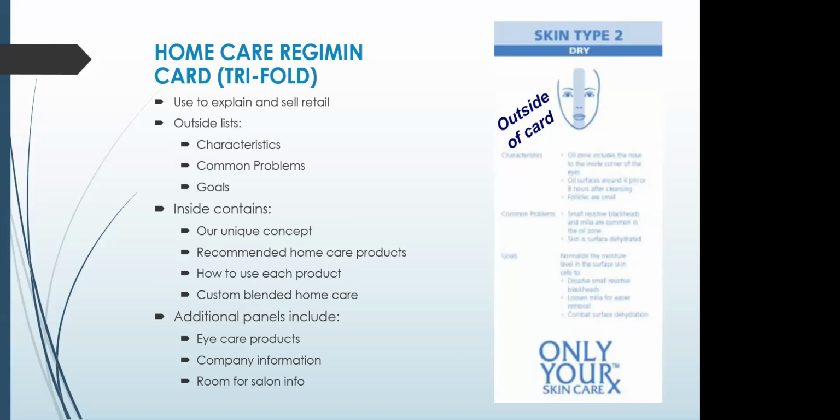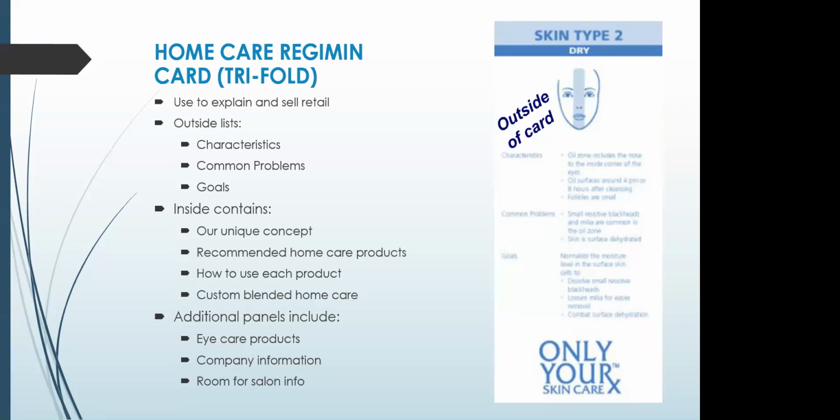On the outside, it's going to list the characteristics of your skin type. So we have a home care card for every skin type. For this example, which is our client we said was dry, the outside is going to give them all the characteristics of dry skin, such as the oil zone and the follicle size. It's going to tell them the common problems, such as recessive blackheads and dehydration. It's also going to give them the goals within the treatment. So it's going to tell them that their treatment is going to normalize the moisture level, dissolve those blackheads, combat surface dehydration.